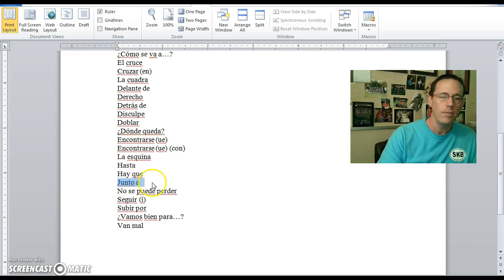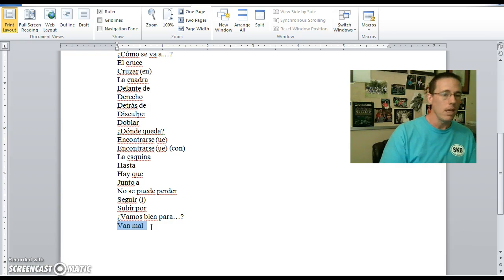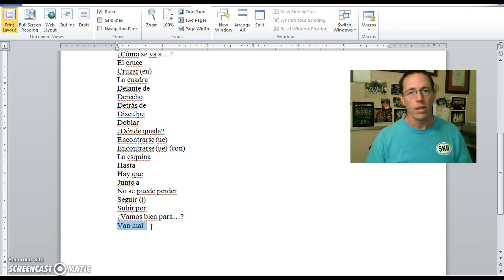Junto a means next to or close to. No se puede perder. You can't miss it. Seguir means to follow or continue. Subir por means to go up. Vamos bien para. Are we going the right way? Obviously, that's a sentence fragment. So, vamos bien para la iglesia. Are we going the right way to church or something like that? Van mal means they're going the wrong way. So, ir plus bien is going the right way. Ir plus mal is going the wrong way. We'll see that more in class too.